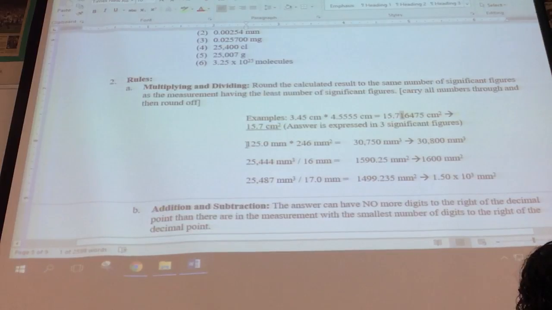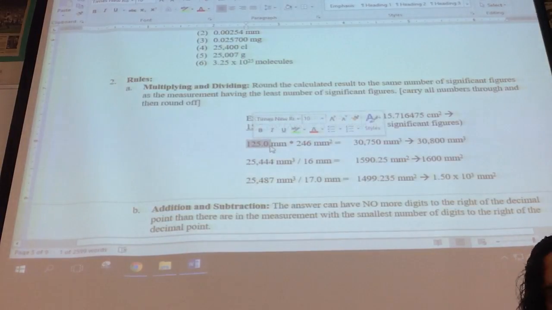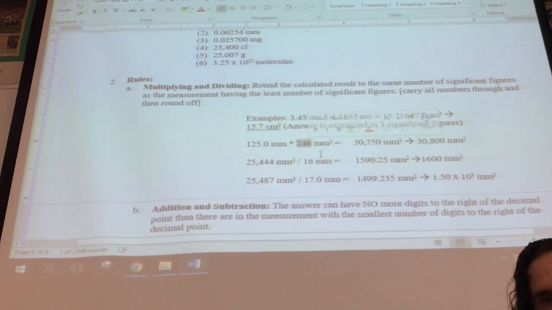In the second example, I have 125.0 millimeters times 246 millimeters squared. In regard to the unit, I'm multiplying, so 1 plus 2 gives me a cubed unit here. And now how many sig figs in 125.0? 4 is correct. The trailing 0 counts because there's a decimal. How many sig figs in 246 millimeters squared? 3. So my answer has to be in 3 because it's the least number when you multiply or divide.